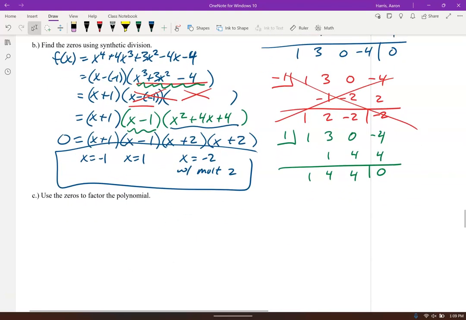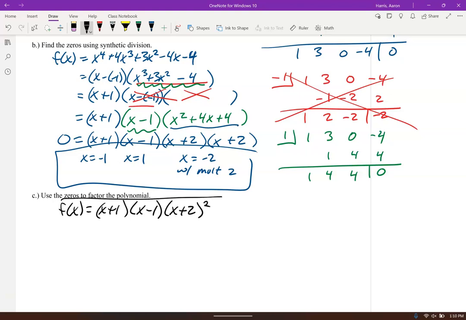And since we found the zeros, we actually have this already factored. So now we just got to write it. X plus 1, x minus 1, and x plus 2, x plus 2. Well, there's 2 of those x plus 2s, so we're going to say it as a quantity squared there.